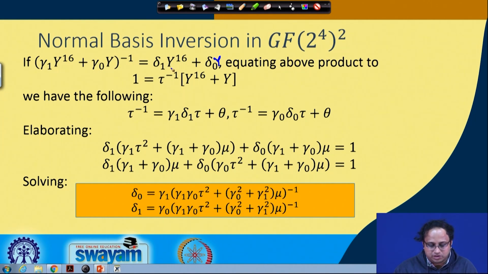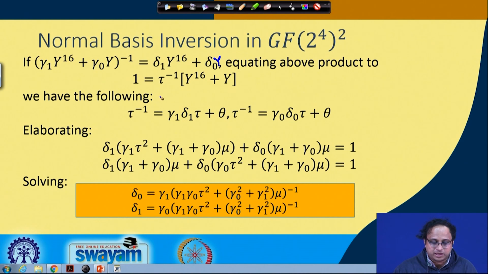So therefore, the result is essentially like, when this inverse relationship is satisfied, that means when I multiply this polynomial with this polynomial, I get 1 as a result. And therefore, equating the above product which I just now derived for the multiplication of two inputs to 1, then 1 is nothing but tau inverse y to the power of 16 plus y.